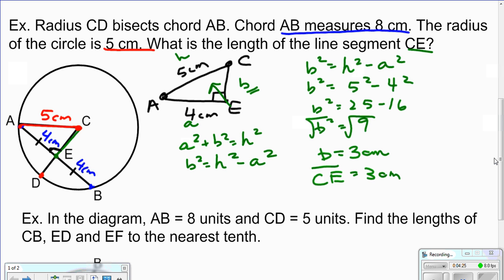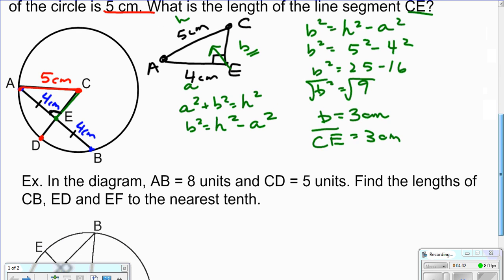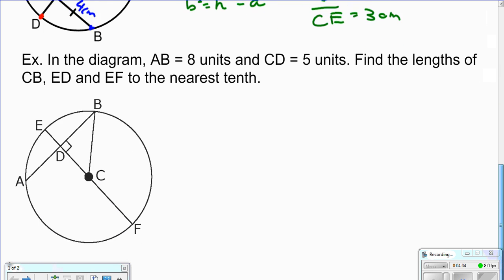Quite often you'll see questions like this, but they won't actually draw the radius line in, like from A to C. So be familiar with this type of question. Okay, next example.